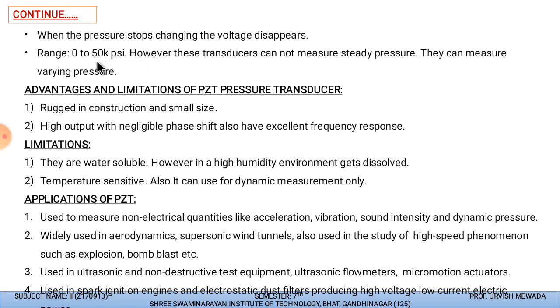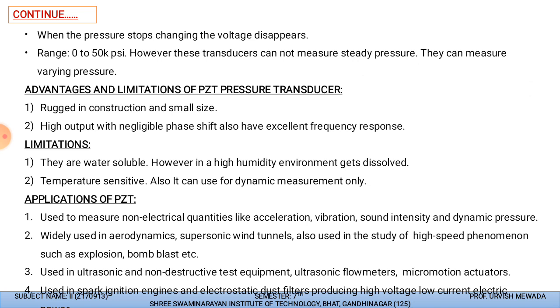And the range of this type of gauge is 0 to 50 kilo psi. However, this transducer cannot measure steady pressure, because whenever pressure is steady, the crystal cannot generate the electrical output.